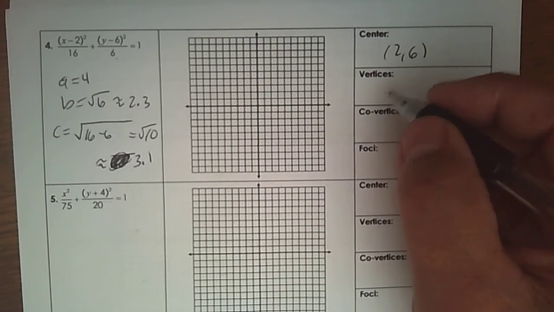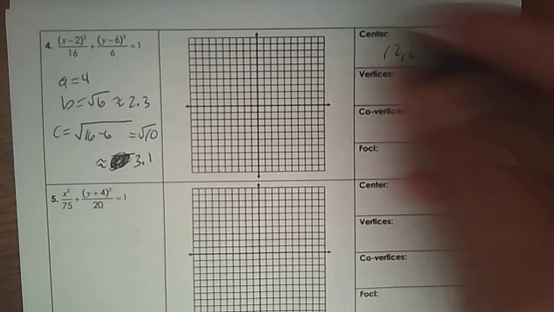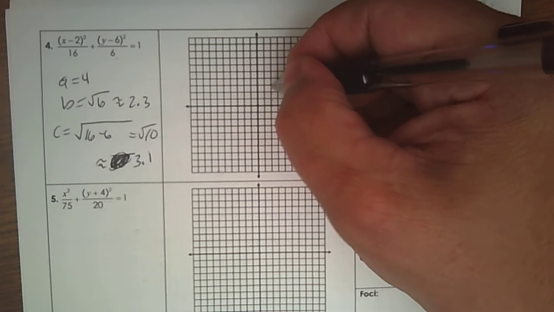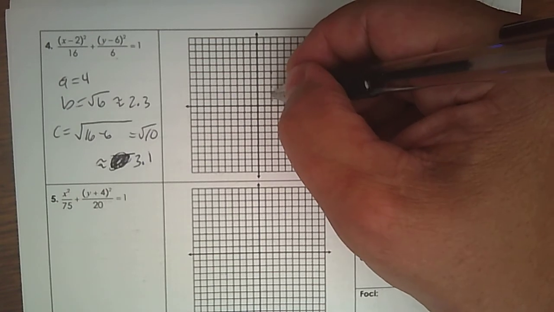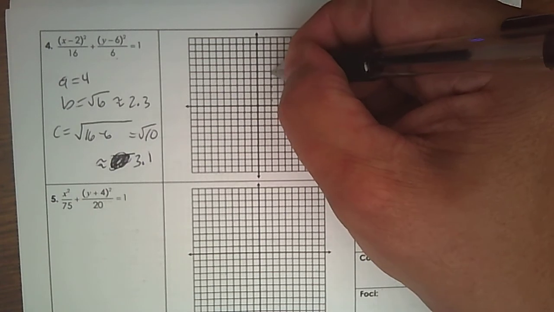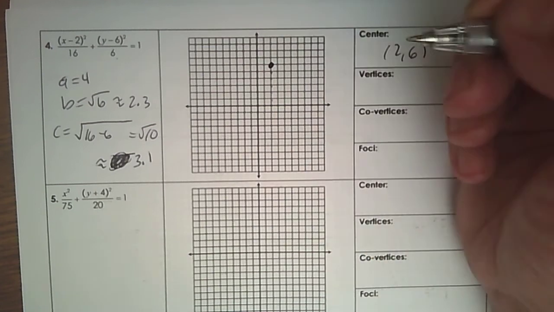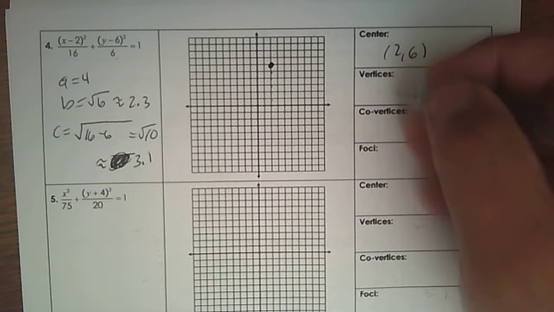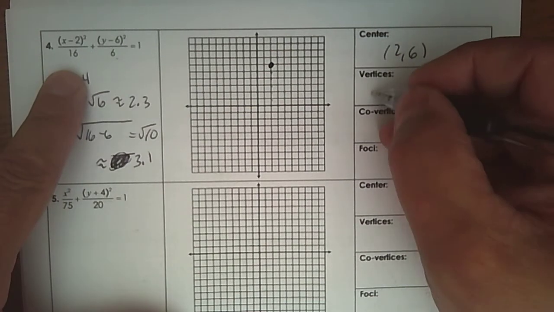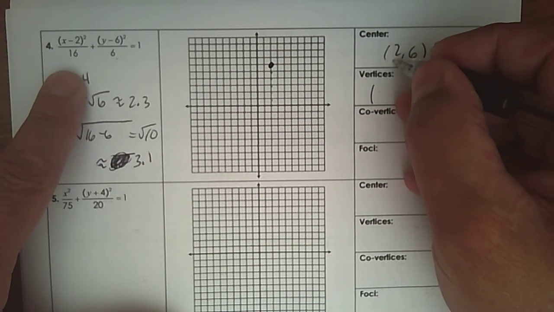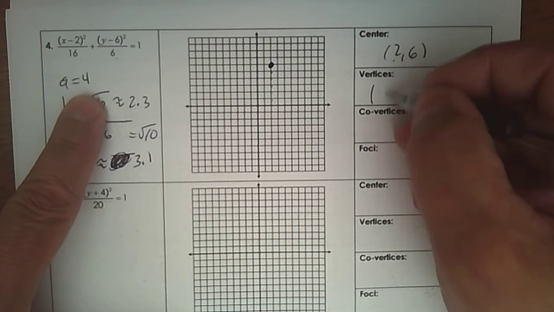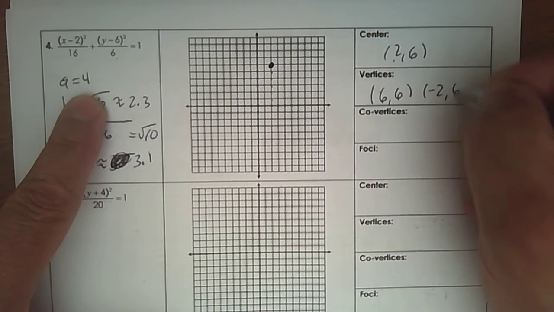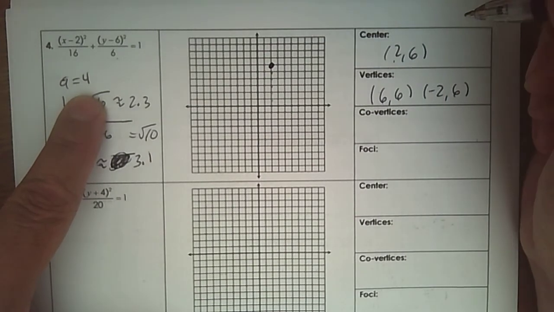So now for the vertices. The center is at (2, 6), so I'll put that on here. There's (2, 6). For the vertices, because it's horizontal, I'm going to add and subtract to the x coordinate. So that number is 4. So add 4, and then I'm going to subtract 4. So (6, 6) and (-2, 6).